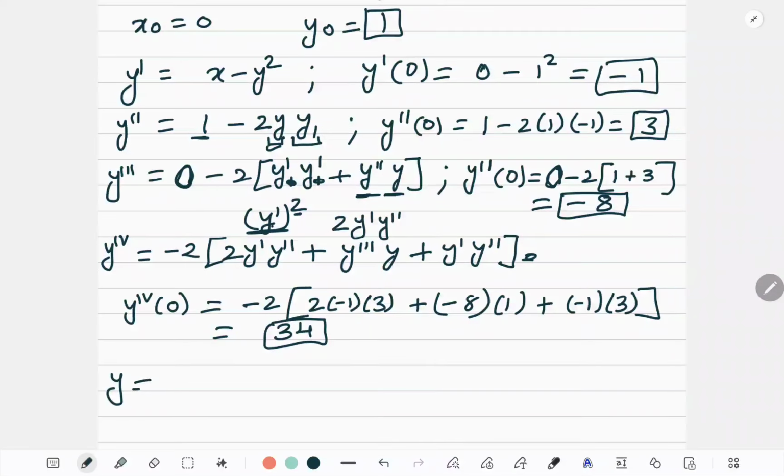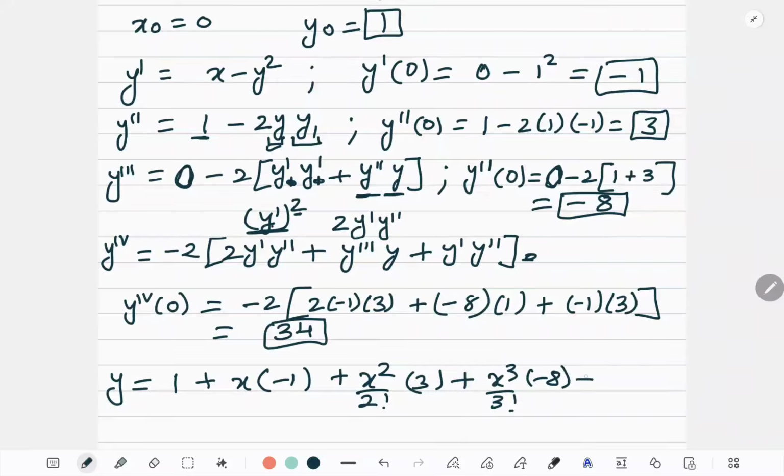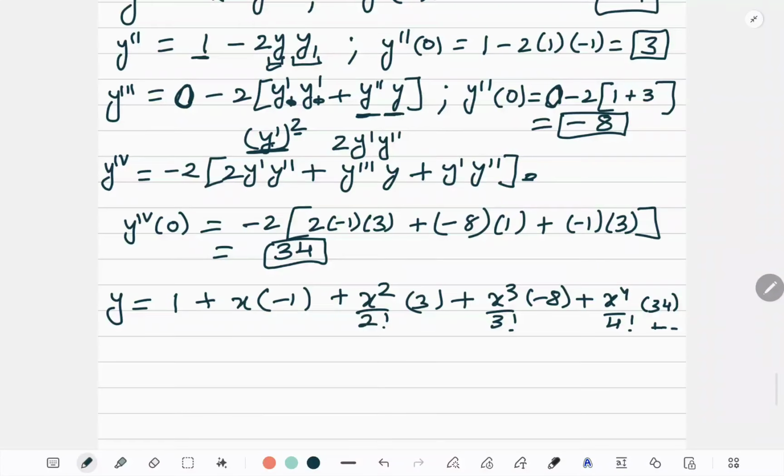So now what is the answer? I am directly writing the answer instead of writing the formula. We have already written it so many times. So the first value is y0, and the y0 value is 1, plus x into y dash 0. This is minus 1, plus x square upon 2 factorial into 3, plus x cube upon 3 factorial into minus 8, plus x to the power 4 upon 4 factorial into 34, plus dash dash dash. It is an infinite series.